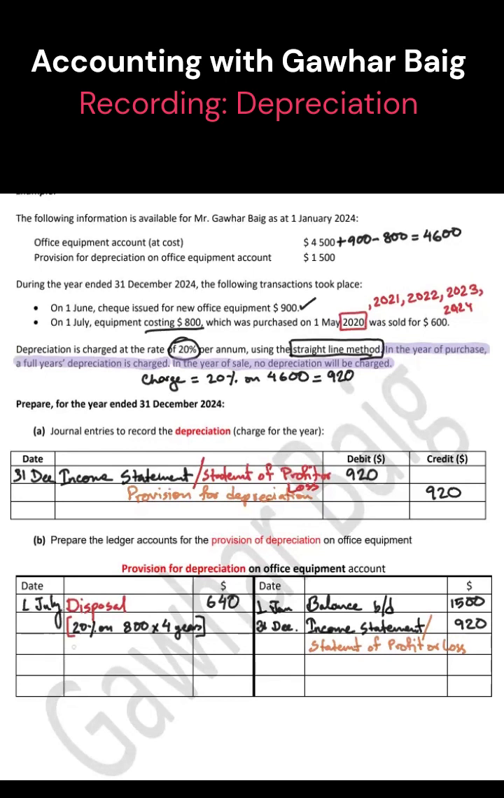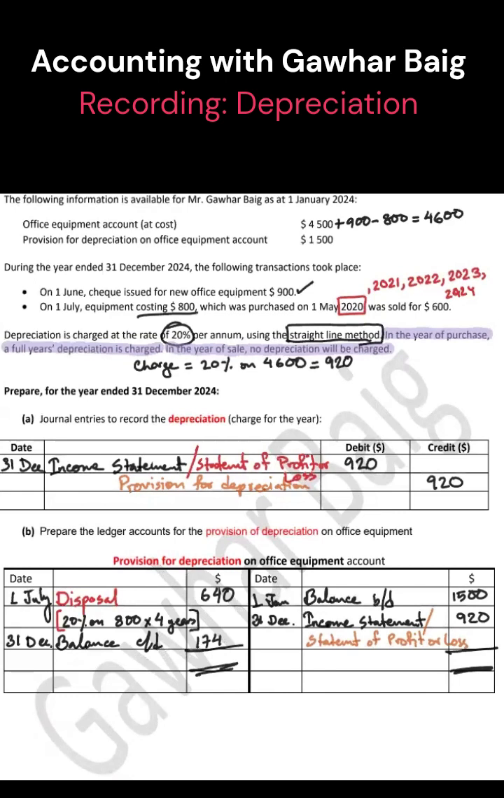Then we are going to go for the closing balance, which is the balance c/d on 31st December, which comes to 1,704. And we have to bring down the balance for 2025: 1st Jan, balance brought down. So that's it for the recording of journal and ledger entries for provision for depreciation.